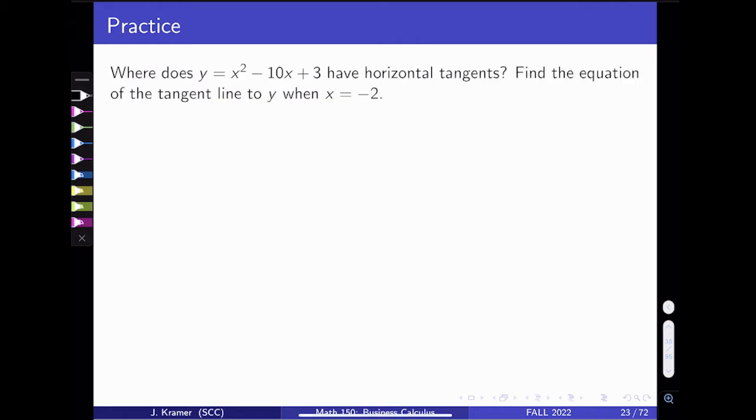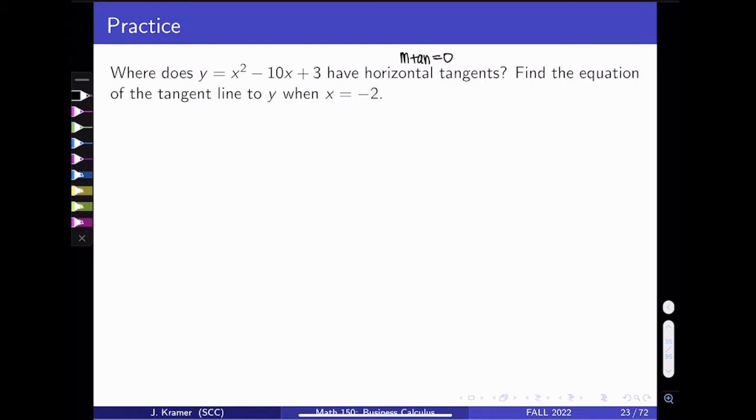Where does y equal x squared minus 10x plus 3 have horizontal tangents? We want to find the equation of the tangent line to y when x equals negative 2. So remember, a graph has horizontal tangents when the slopes of the tangents equal 0, and then we find the slope of the tangent by taking the derivative of the function.